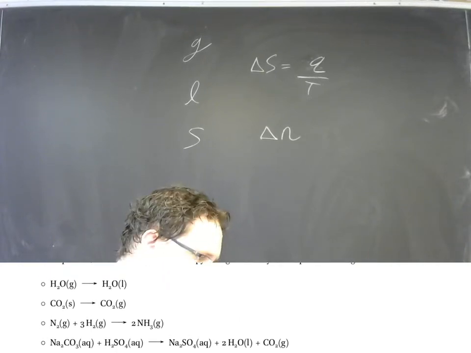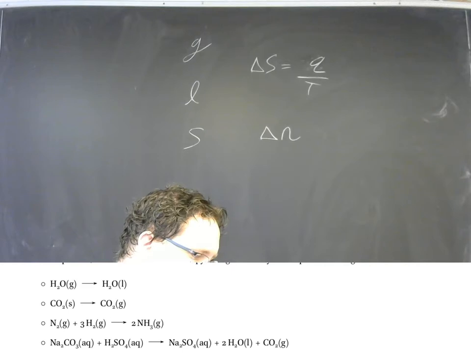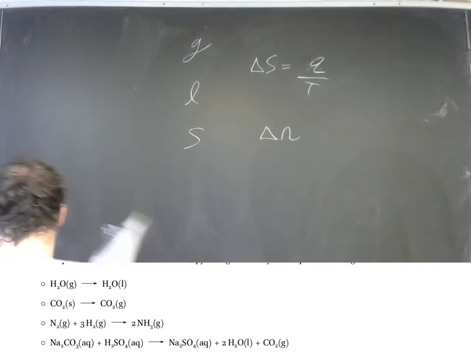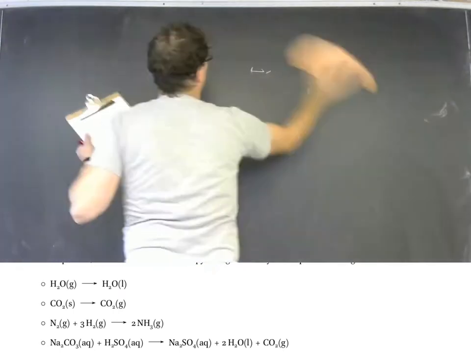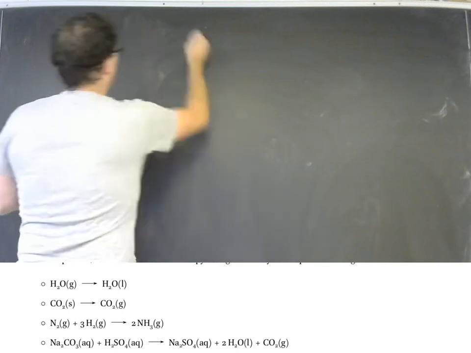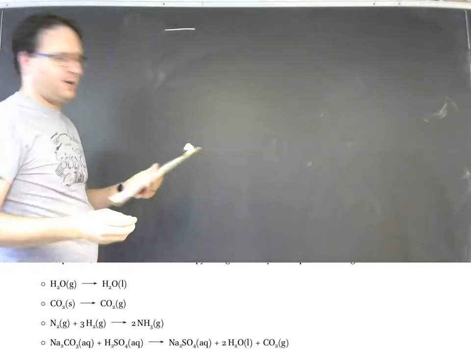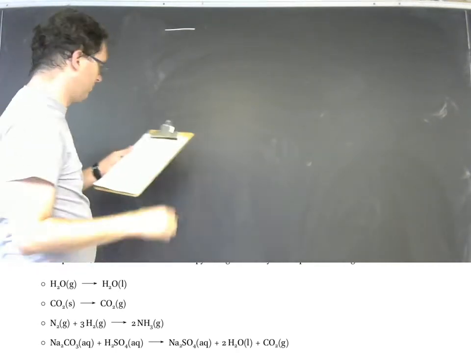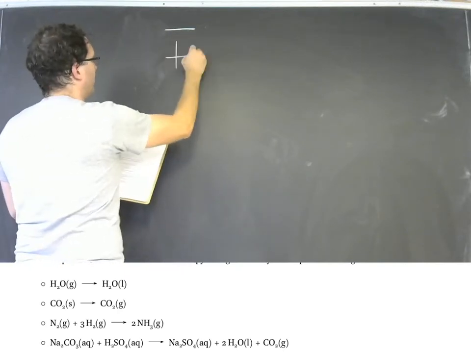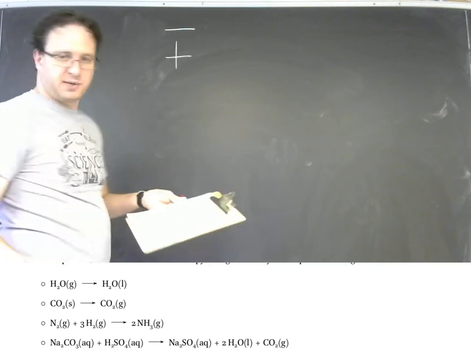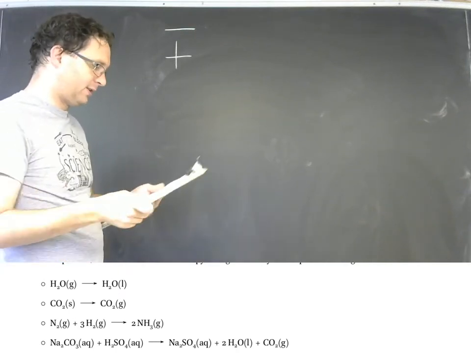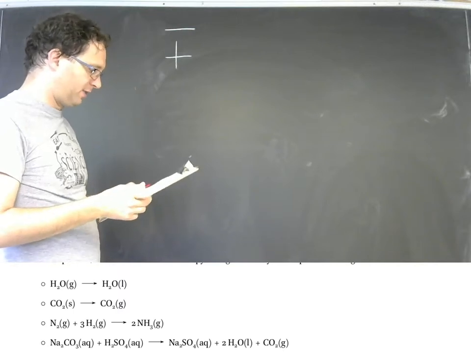Okay, so this first one, H2O gas to H2O liquid, that will have a negative entropy. Maybe I'll just write them all up here. So we'll have a negative entropy for the gas to liquid transition. Solid to gas transition, the second one there, will be positive. Carbon dioxide solid going to carbon dioxide gas is the dry ice reaction. Just have dry ice turning into gas, and that will be positive.